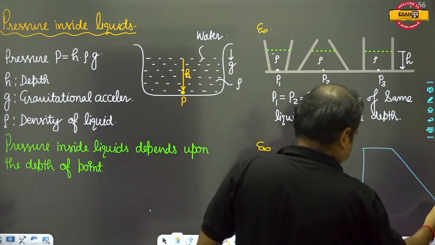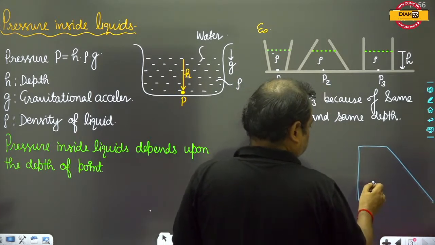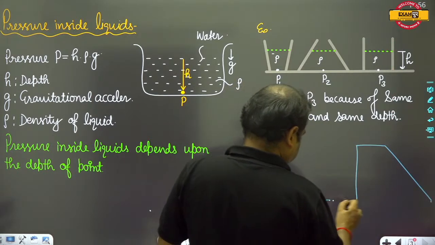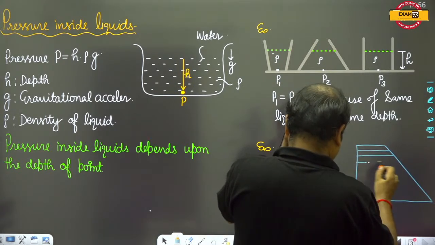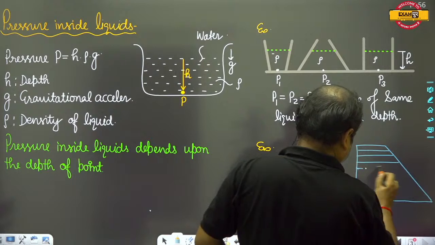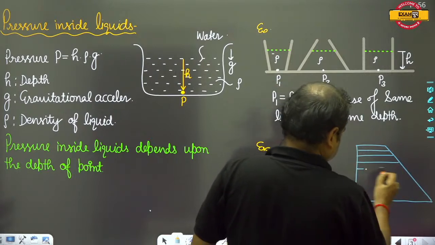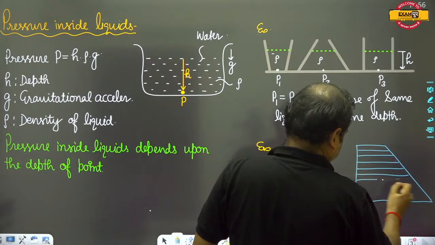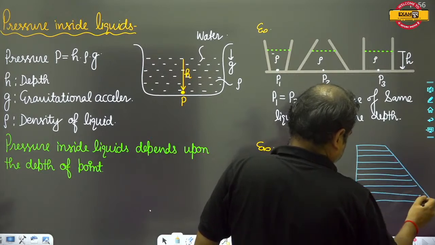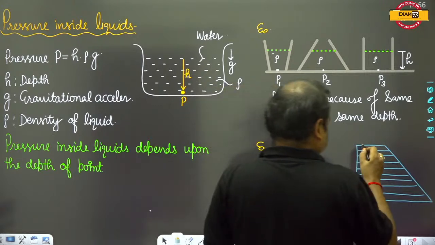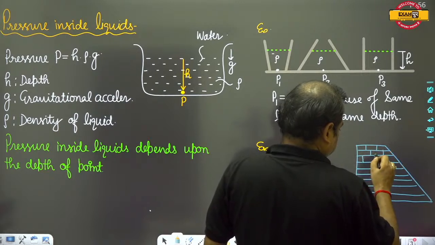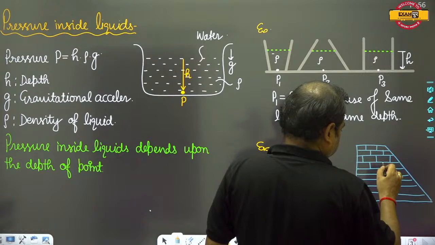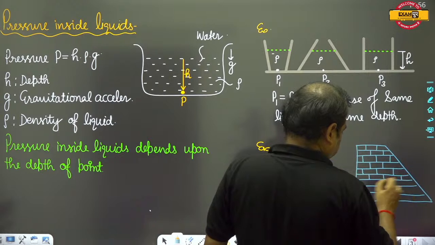Dam walls, dams where electricity is generated and water is stored, like the Bhakra Nangal Dam. This is a dam. You can observe very deeply that the base area of the dam is very high because the pressure at the bottom side is very high.